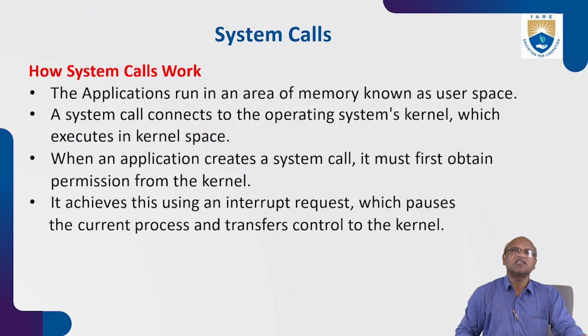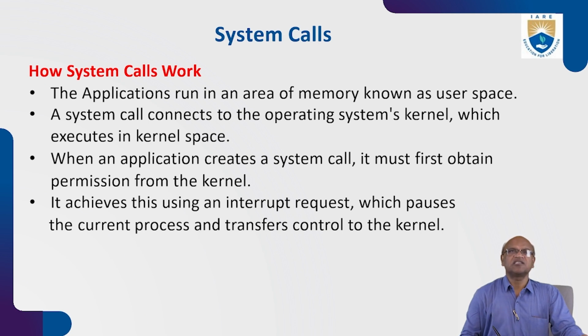An application runs in an area of memory known as user space. A system call connects to the operating system's kernel, which executes in kernel space. So what we have been explaining since the beginning, this read, write, delete, all this execution of the program, will be done by the system calls which are available in the kernel. They will run in the kernel space.